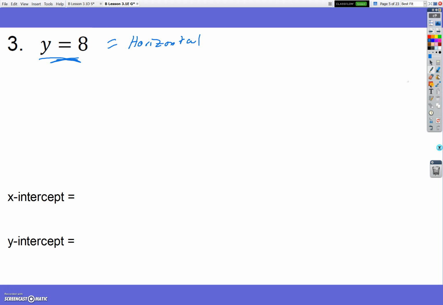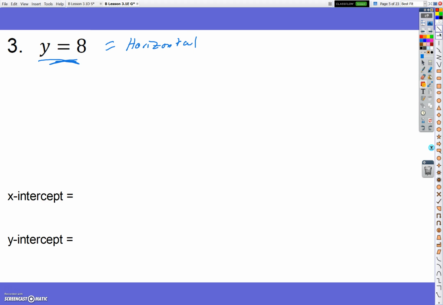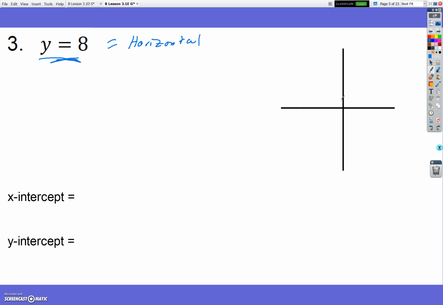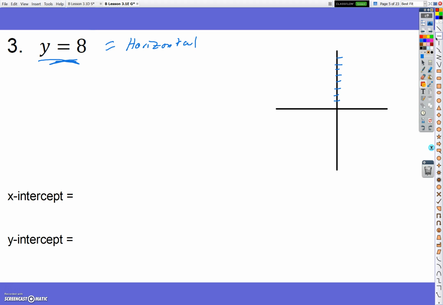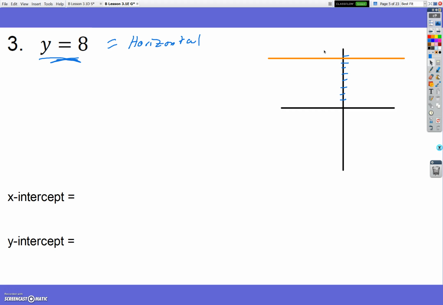So what that is, if I have an x and a y axis, so here is my y, here is my x, y equals 8 would go up 1, 2, 3, 4, 5, 6, 7, 8, and it would be a horizontal line going like this, and it would go through my 8. So what you want to do is find your x and your y axis.